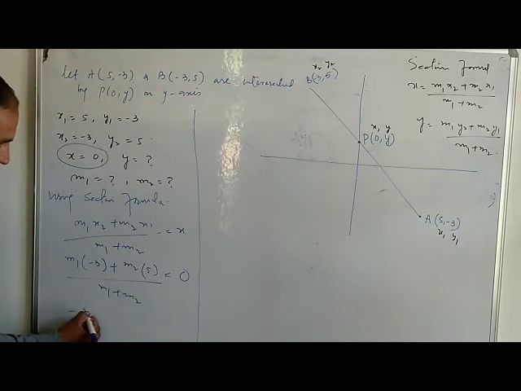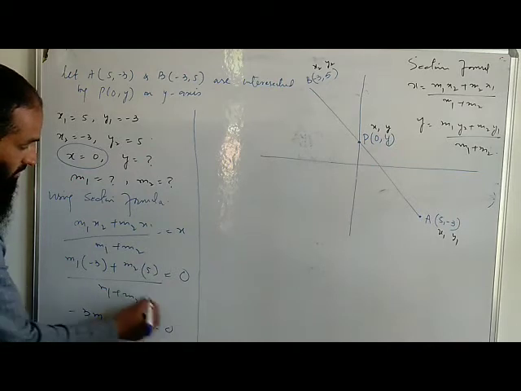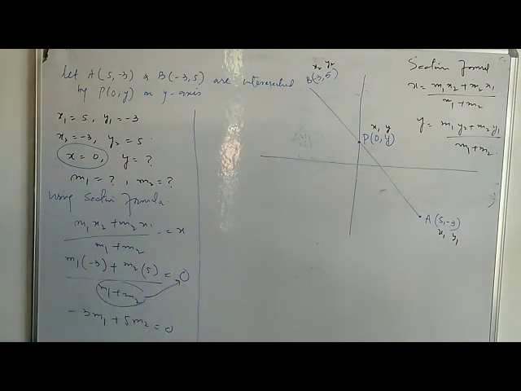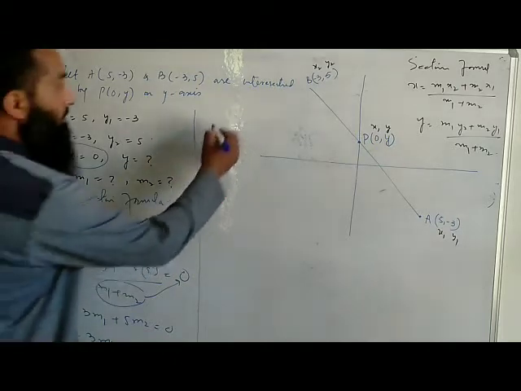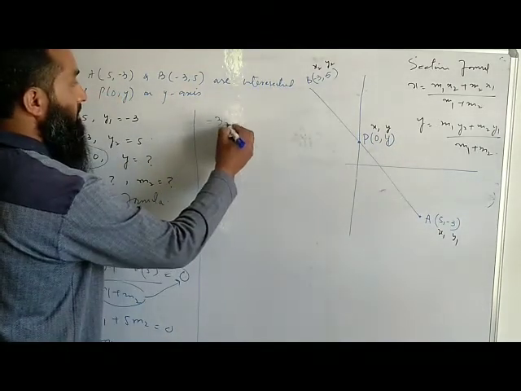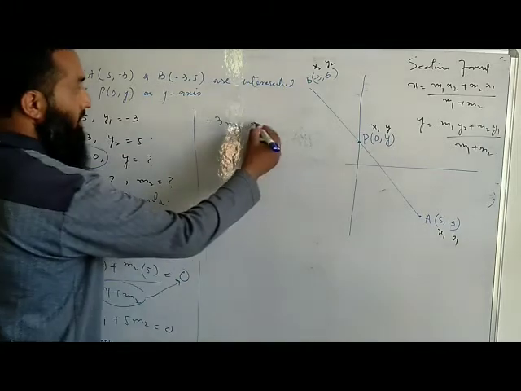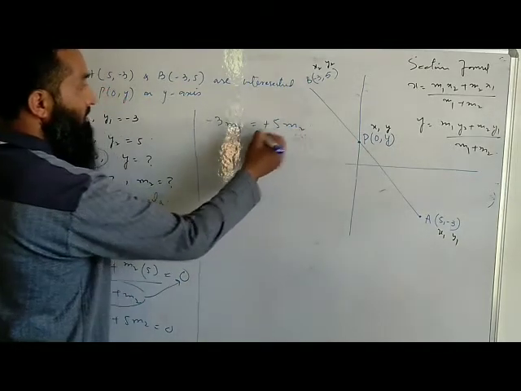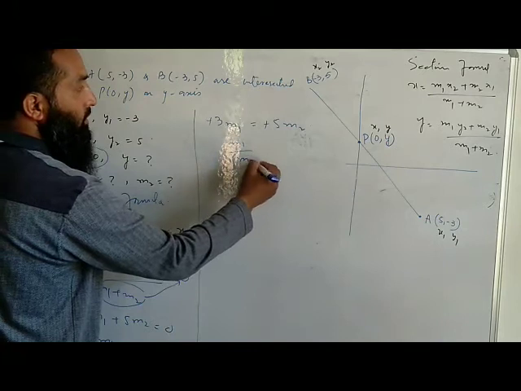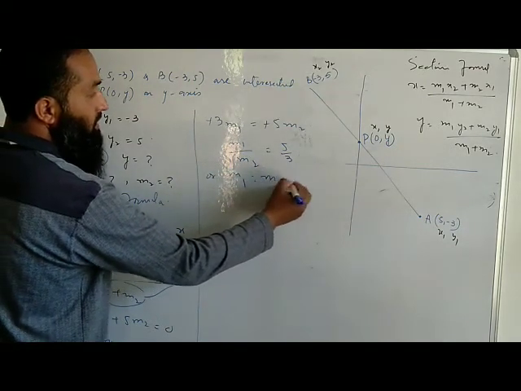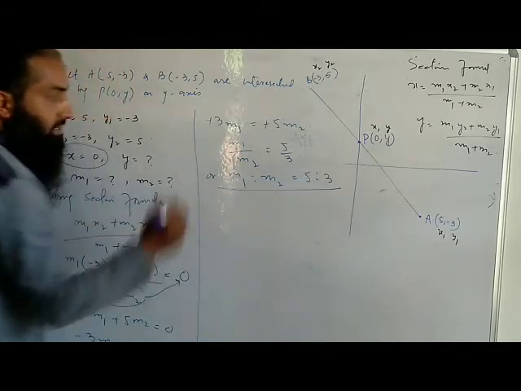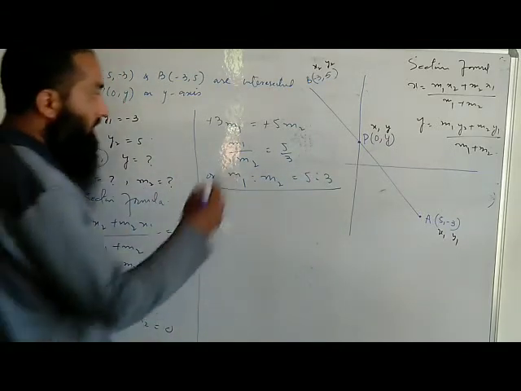So it is equivalent to -3m1 plus 5m2 is equivalent to 0. Cross multiply here. So we will write -3m1 is equivalent to -5m2. Minus minus cancel. So m1 by m2 is equivalent to 5 by 3. Or we can write m1 is to m2 is equivalent to 5 is to 3. Now we got the ratio.